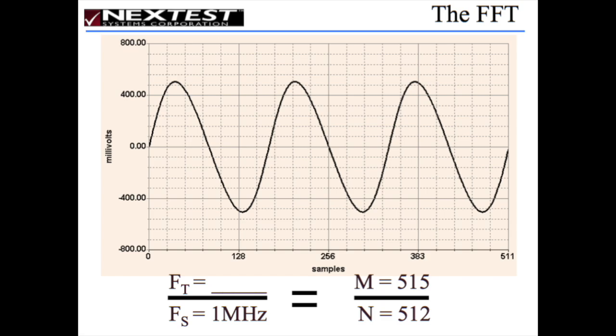Okay, here we push M up to 515. That's pretty interesting. That's 3 cycles of the wave. What do you know? So F sub S is 1 megahertz times 515 divided by 512, which is 1.005859375 megahertz. So we're aliasing, aren't we? Our fundamental is aliasing. We're sampling slower than the frequency that we're testing.